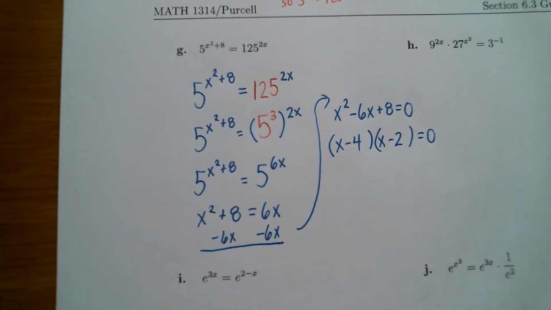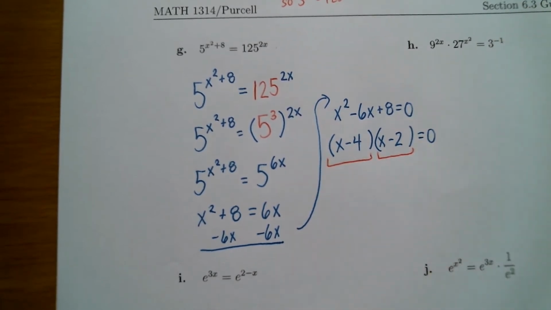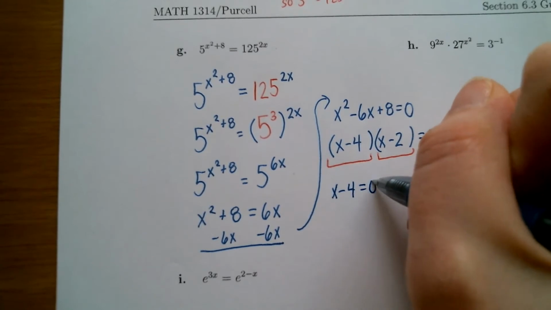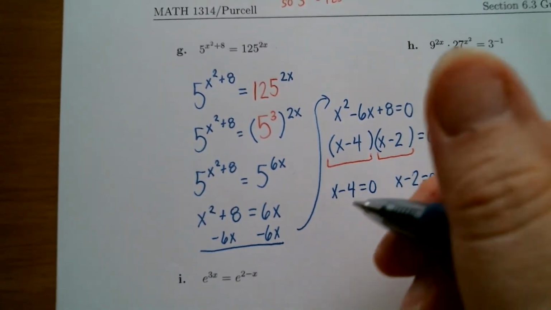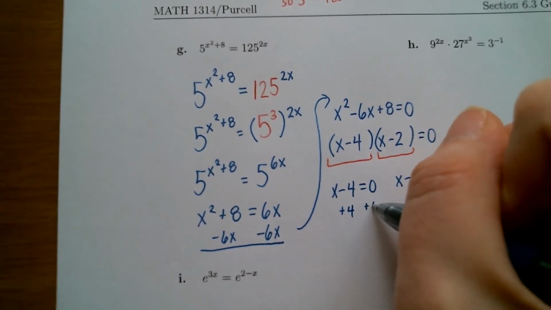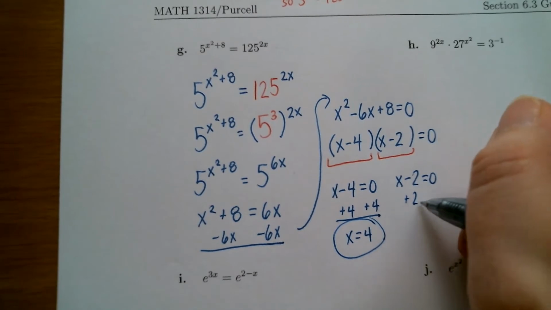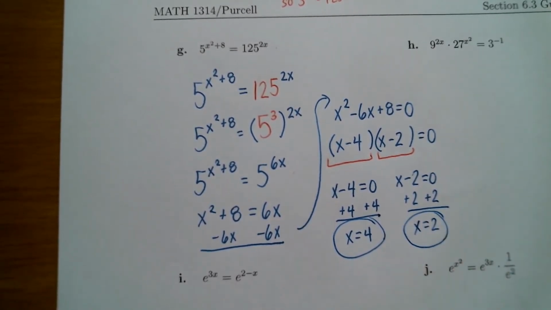All right, so now that we've factored, we need to take each factor, set it equal to 0, and solve. So we're going to get x minus 4 is equal to 0. X minus 2 is equal to 0. So you end up with two solutions. X is 4 and x is 2. So those are your solutions to this particular problem.